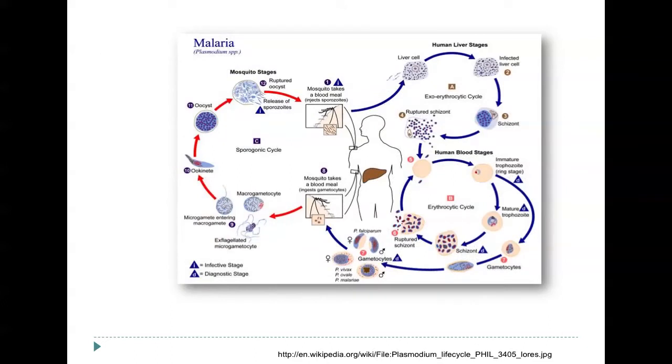So what about the details of malaria, the life cycle? Well, this is here to scare you a bit. It's a very complex picture, and we're going to go through each of the individual parts, but this is just to give you the global picture. So there's this cycle in mosquitoes here, and there's these cycles in humans. And we'll now go through that in more detail.